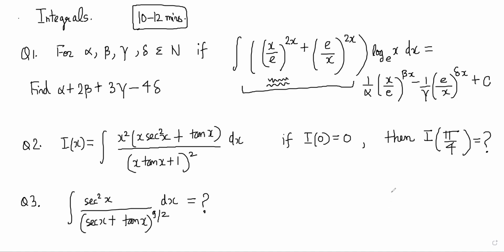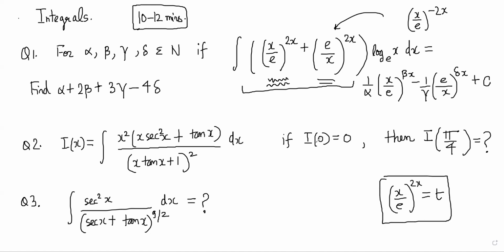Think of what will happen if you do x by e power 2x equal to t, right? Correct. Yes, sir. If you think about it, this is x by e power minus 2x, right? The second term here is just x by e power minus 2x, no? Yes, sir. So try this substitution, see what happens. You should be able to solve it once you do that substitution.